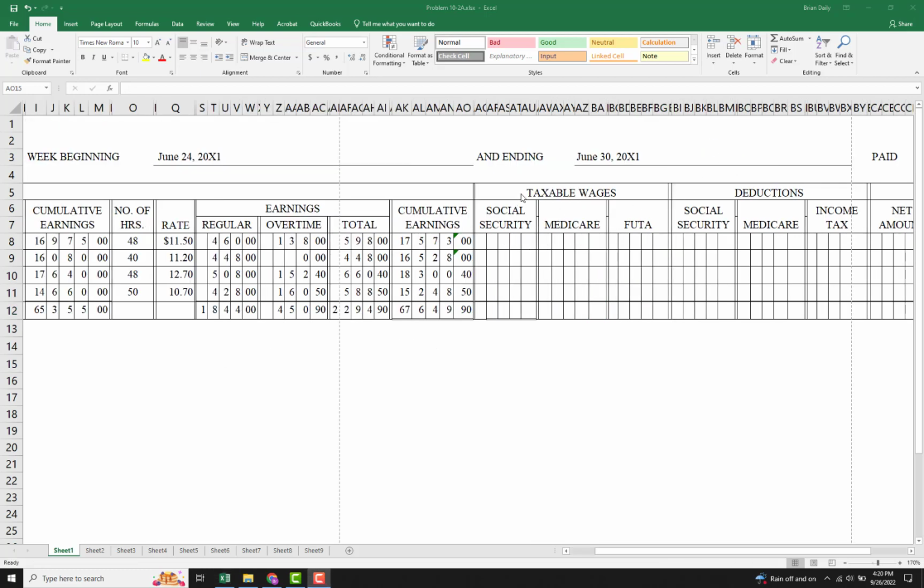So the next section of the payroll register form that we're going to be taking a look at is the taxable wages section. And the first tax that we're going to be talking about is Social Security tax. Social Security tax was created out of the Great Depression, and it was part of FDR's New Deal. And Social Security tax is designed to provide income to people when they reach retirement age or if they become disabled before retirement age.